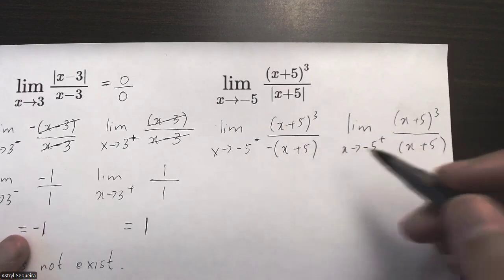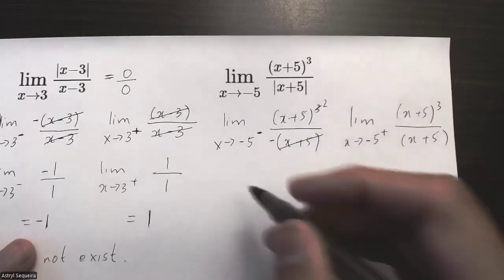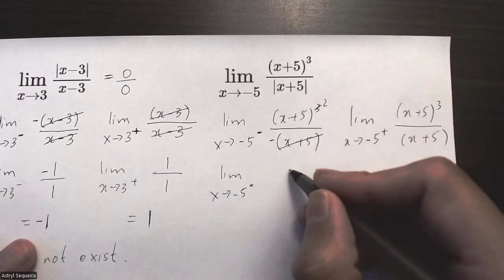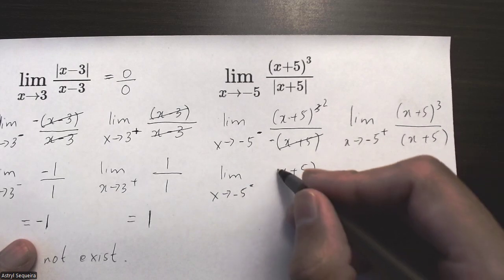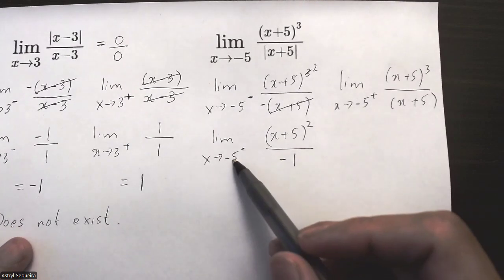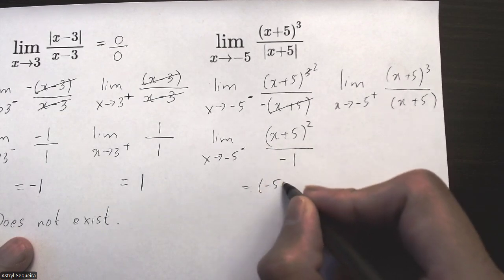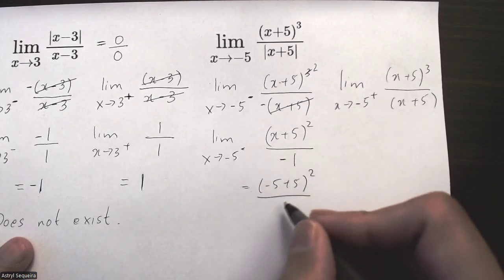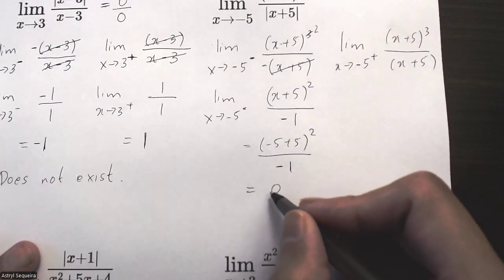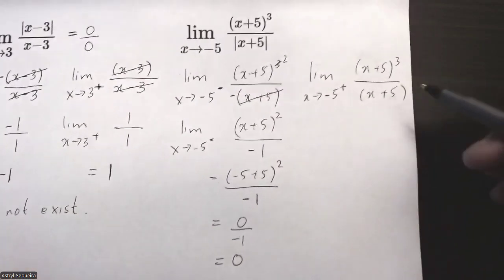Now I want to simplify both of these. So this x plus 5 will cancel with that, and that will become a square. So I'm just left with lim x approaches negative 5 from the negative side, x plus 5 square over negative 1 over here. I can now sub in my limit of negative 5 for x. That's just negative 5 plus 5 square divided by negative 1, which is 0 over negative 1, which is just 0. And let's do the right-sided limit next.